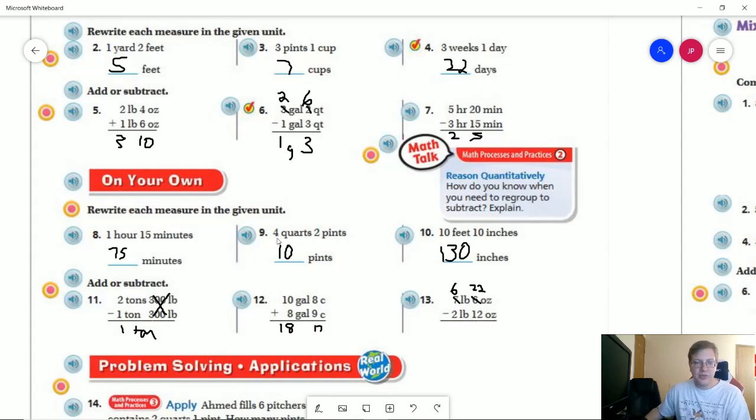For number 9, we have 2 pints in a quart. So 4 times 2 is going to give me 8. 8 plus 2 gives me 10. We have 12 inches in a foot, so 12 times 10 gives me 120. 120 plus 10 gives me 130.